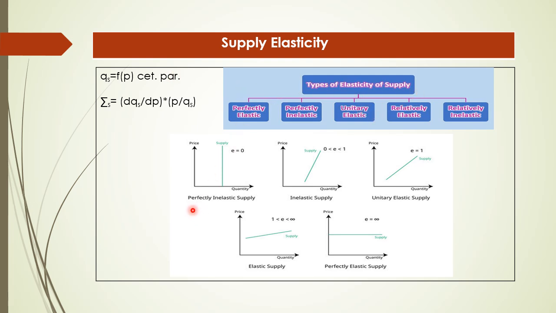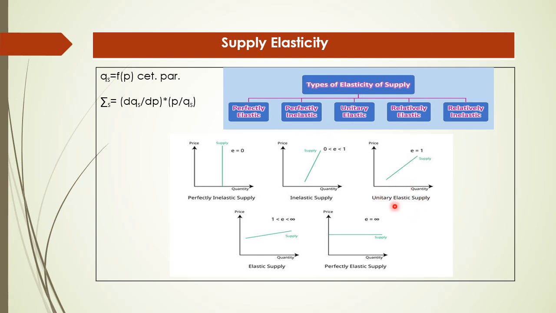First, there is perfectly inelastic supply, for which the value of elasticity is 0. That means due to any change in price, the quantity supplied won't change at all. Next, we have inelastic supply. Here, the percent change in price is greater than the percent change in quantity supplied. That's why the value of elasticity is greater than 0 but less than 1.